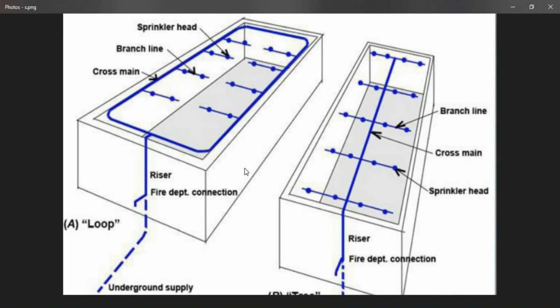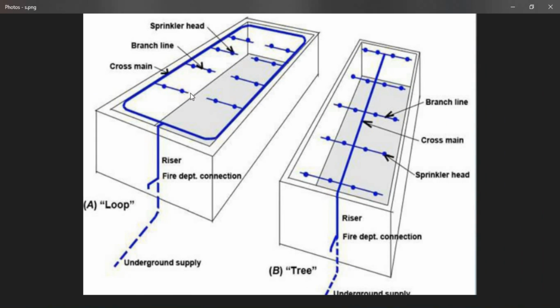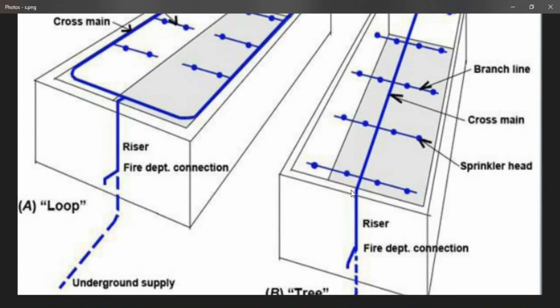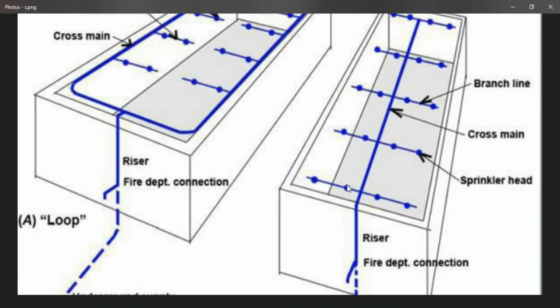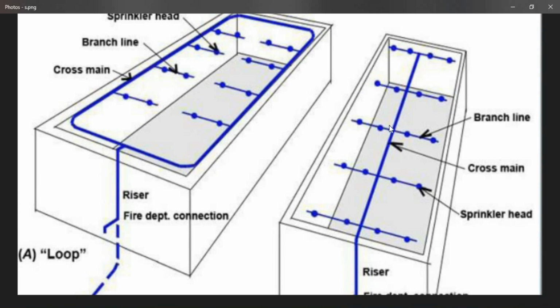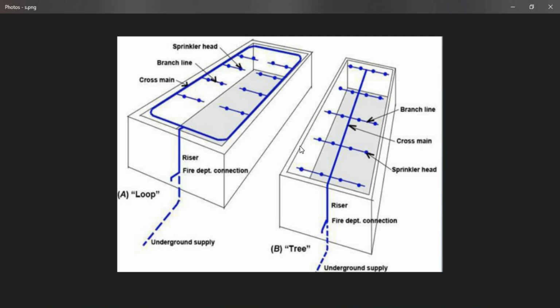So in terms of efficiency, the loop system is better, while in terms of simplicity, the tree system is better. The con for this is that each branch line only has a single supply. So those are the two types of piping layout we design for a sprinkler system.